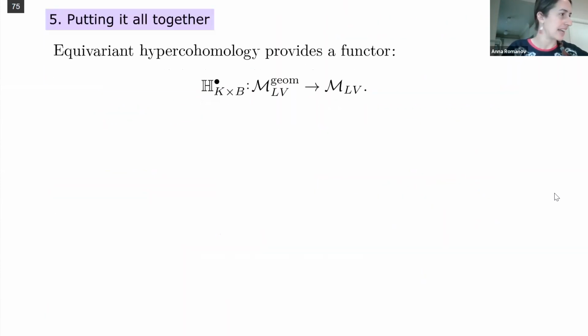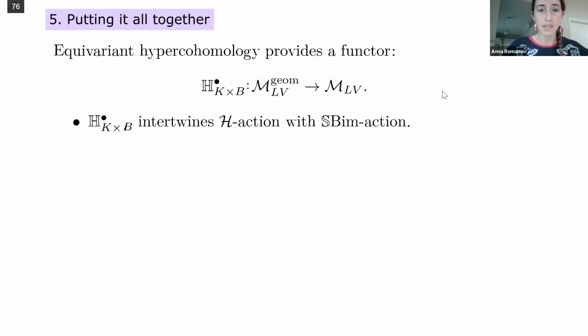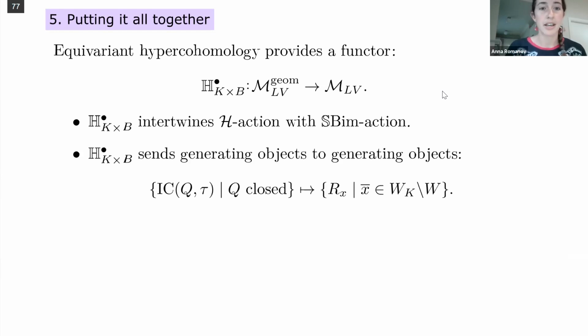So this is my last slide now, which I seem to have one minute for, so maybe I'll end on time. And this is how we can put it all together. There's this geometric category that we define in terms of sheaves, and there's a way to go between the geometric category and my algebraic category of bimodules, and this is equivariant hypercohomology. So we have a functor from the geometric world to the algebraic world, and this functor intertwines the two actions. In the geometric world, we have an action of the geometric Hecke category. In the algebraic world, we have an action of Soergel bimodules, and this functor intertwines those actions.